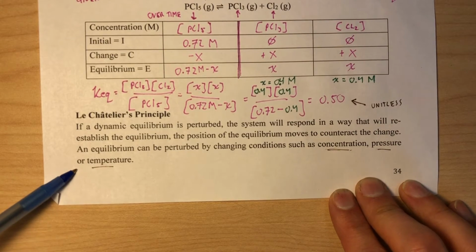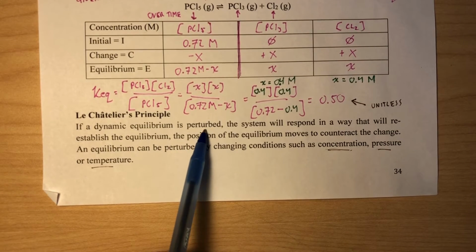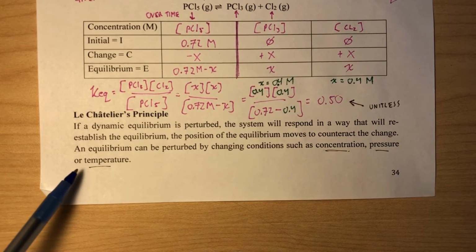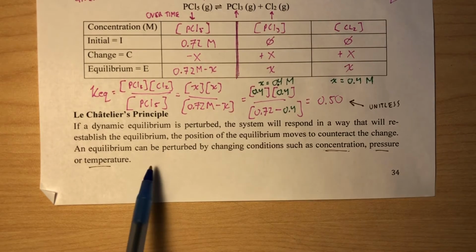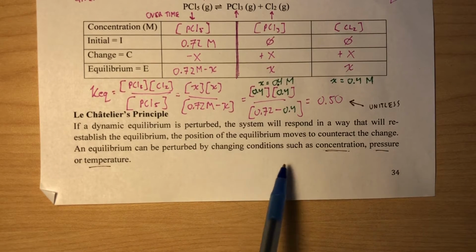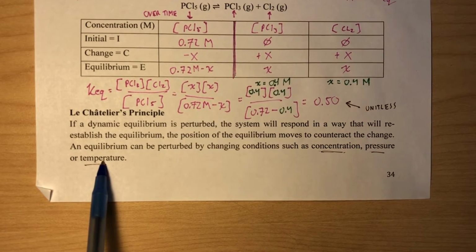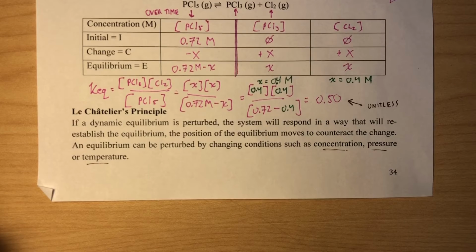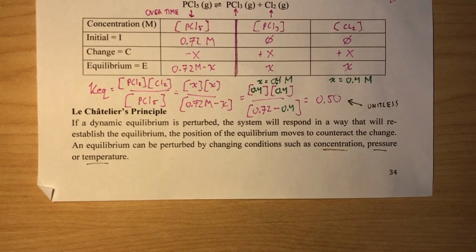Moving on to discuss Le Chatelier's principle. In a dynamic equilibrium, if it is perturbed, the system will respond in a way that will reestablish the equilibrium. The position of the equilibrium moves to counteract the change, and equilibrium can be perturbed by changing conditions such as concentration, pressure, and temperature. So we're going to continue our discussion about delta G and eventually compare to Le Chatelier's principle to see how it affects reversible reactions.